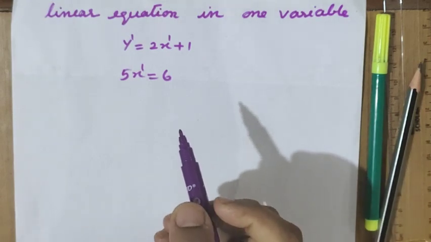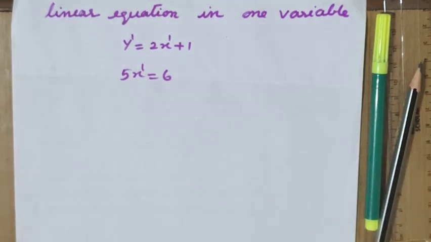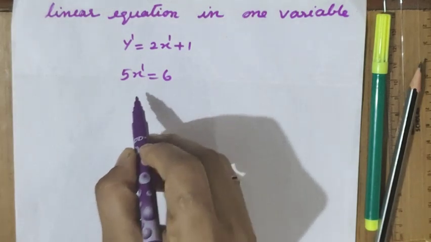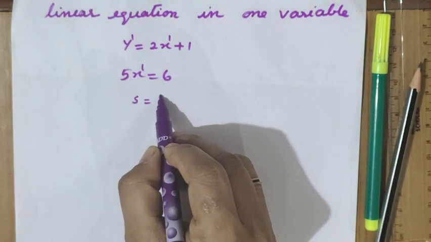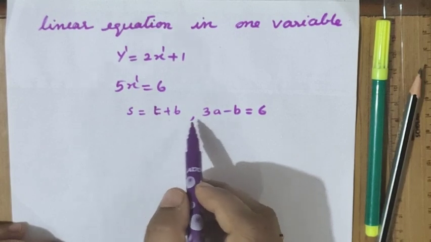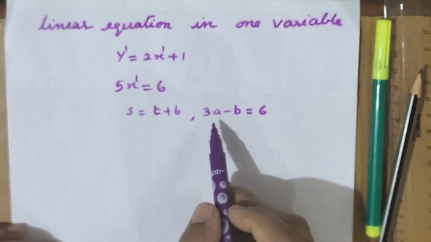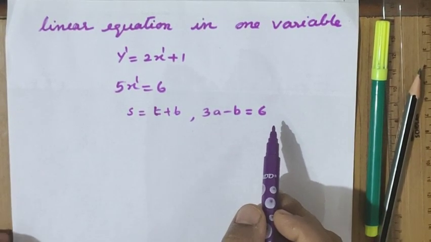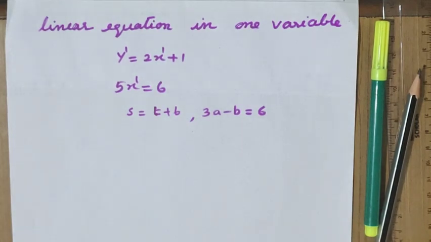Now we have to write some other examples here. Some other examples of linear equations in two variables: s equal to t plus 6, and 3a minus b equal to 6. These are examples of linear equations in two variables.